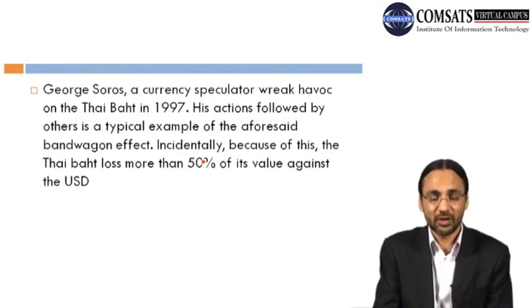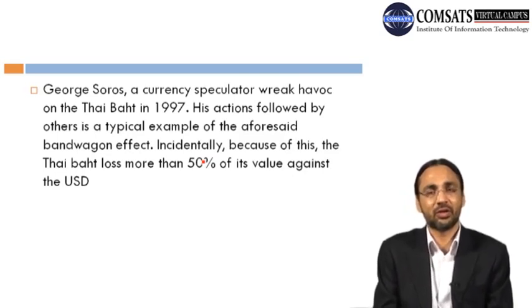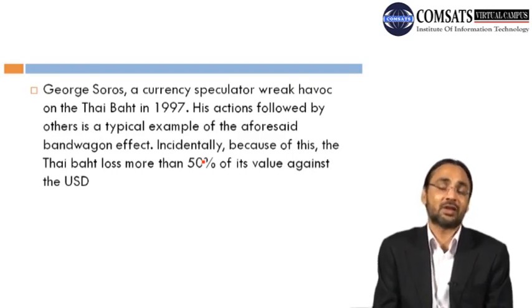George Soros, a currency speculator, wreaked havoc on the Thai baht in 1997. His actions, followed by others, are a typical example of the aforesaid bandwagon effect. Because of this, the Thai baht lost more than 50% of its value against the US dollar. This is not good for everybody. He made the speculation in 1997 that the Thai baht would go down, and people started selling it, whoever held Thai baht as foreign exchange.